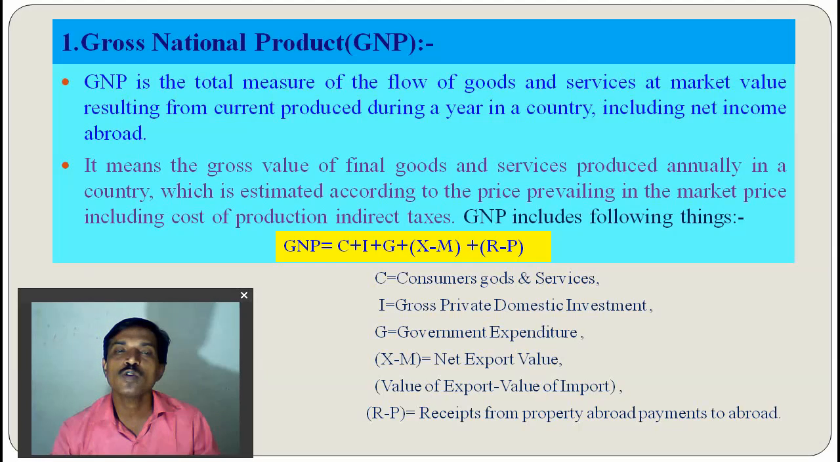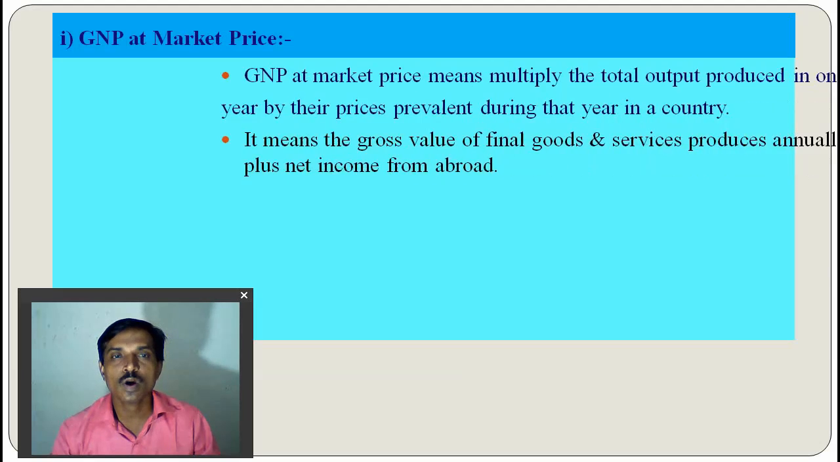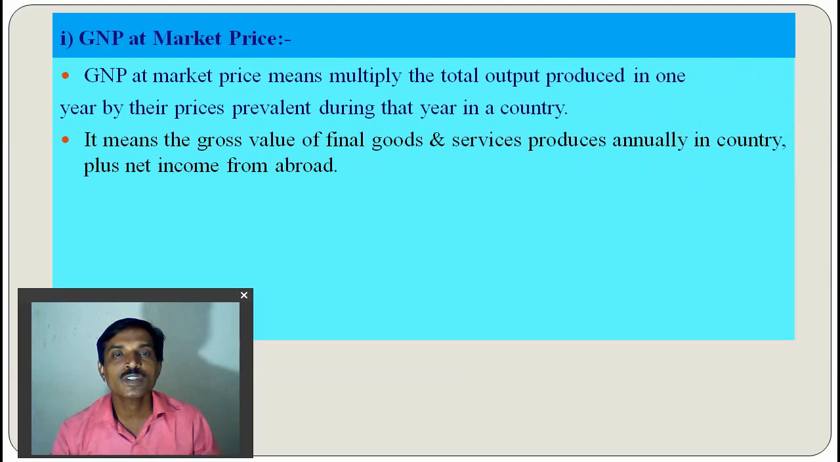The gross value of all final goods and services produced annually in the country, counted at market rate, we call the GNP. The next is about the GNP at market price. GNP is counted two ways: GNP at market price and GNP at factor cost. GNP at market price means multiplying the total output produced in one year by the prices prevailing during the year in the country. It means the gross value of final goods and services produced annually in the country plus net income from abroad.